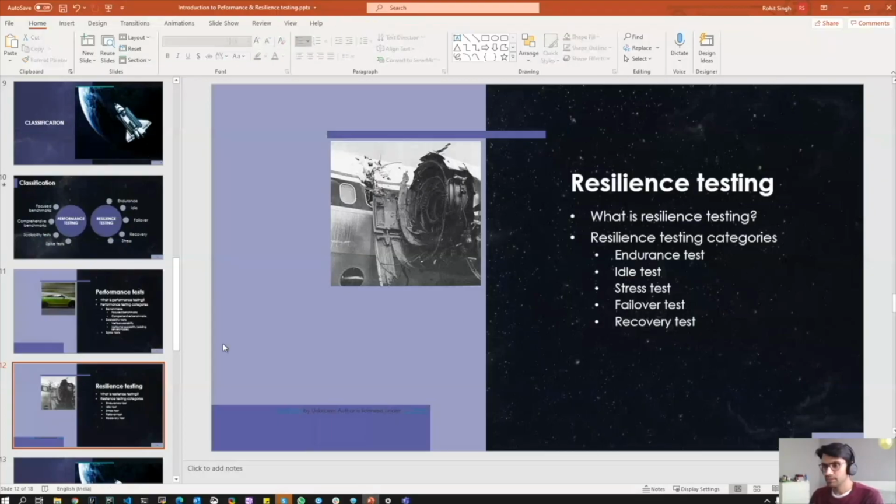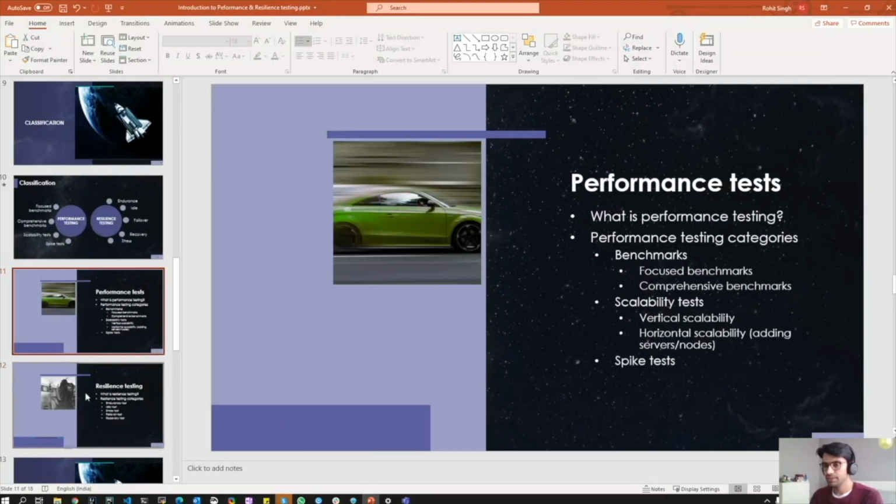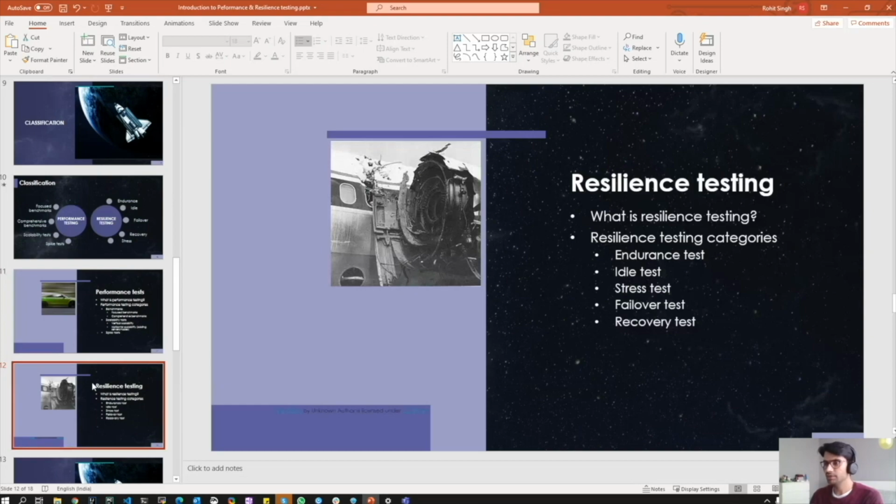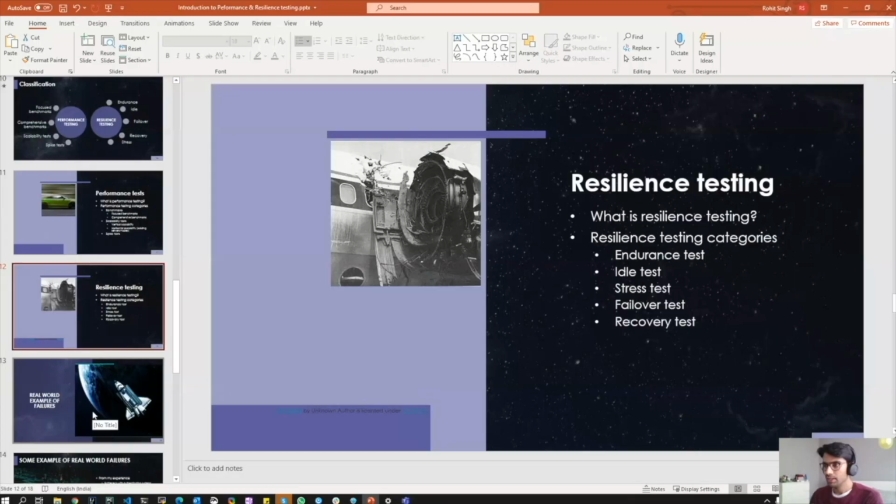That's about how I visualize performance and resilience tests, and that's why the topic of the lecture is performance and resilience and not just performance testing, because both of these things are really important.